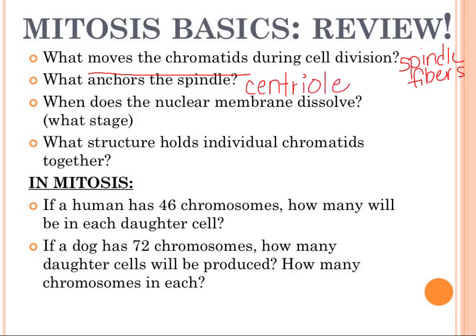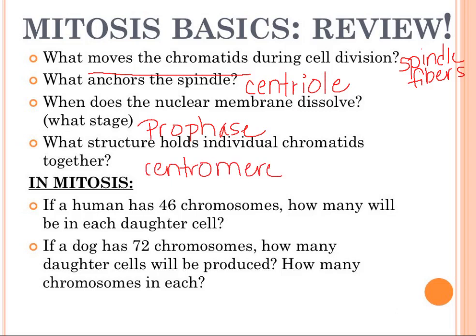When does the nuclear membrane dissolve? This is what's around the nucleus. It dissolves toward the end of prophase. And then what structure holds the individual chromatids together? Centromere is the middle of the chromosome.